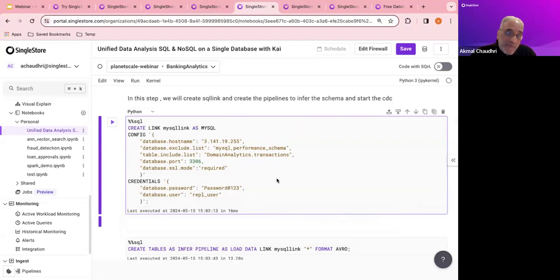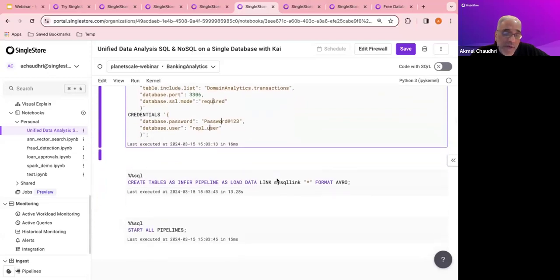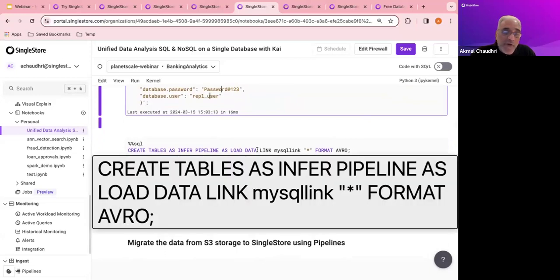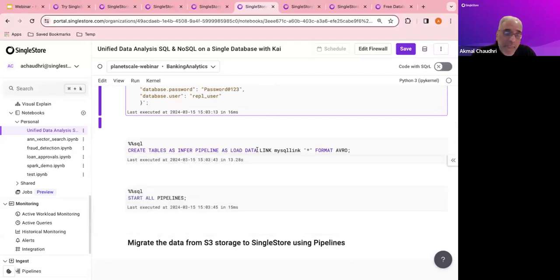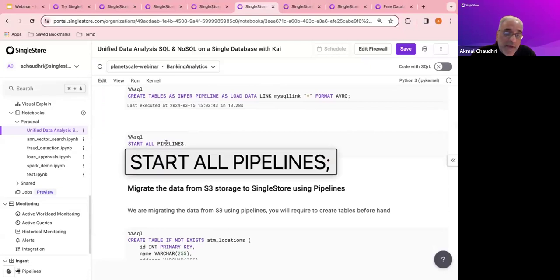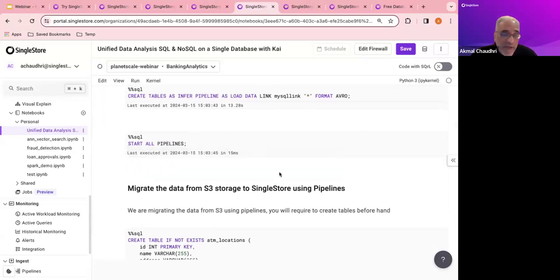And by the way, from this example, you run this, you'll be able to utilize it as well. So this is the CDC setup. We just provide some additional information below, set this up, create the table from this pipeline, infer it using the Avro format, and essentially just start the pipeline.